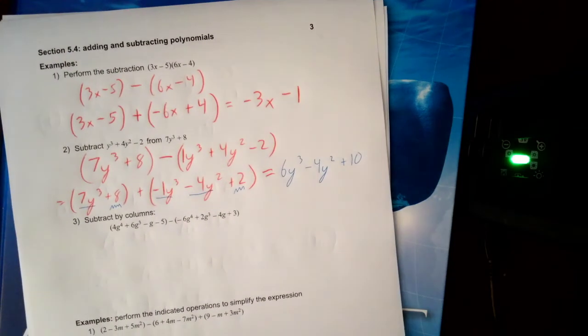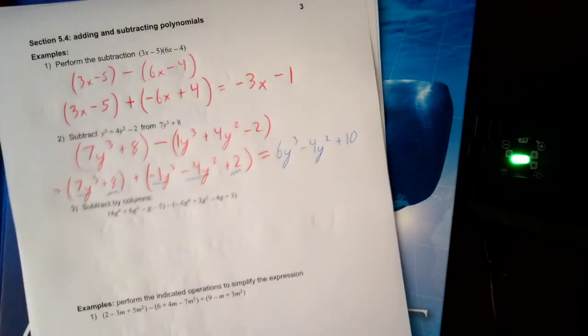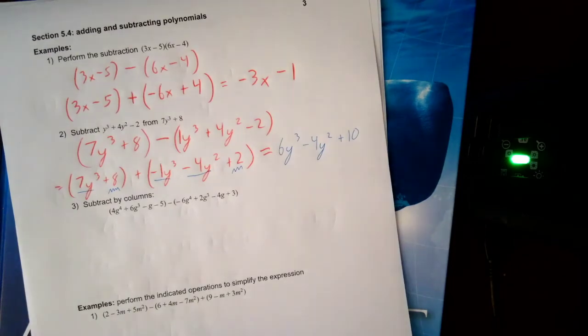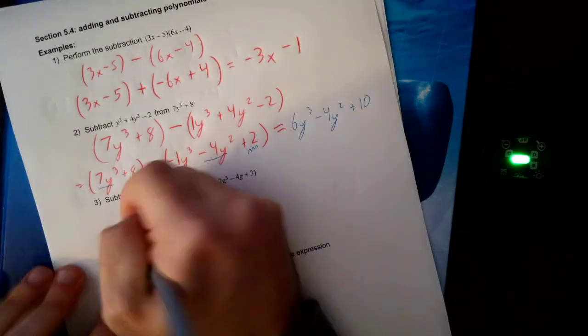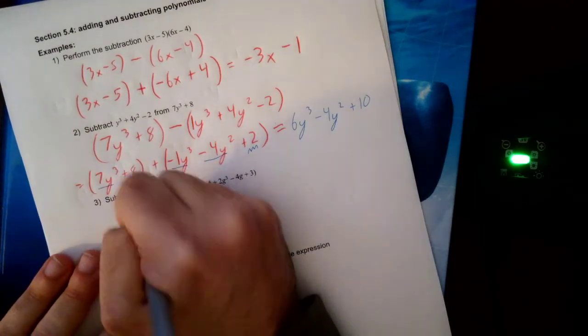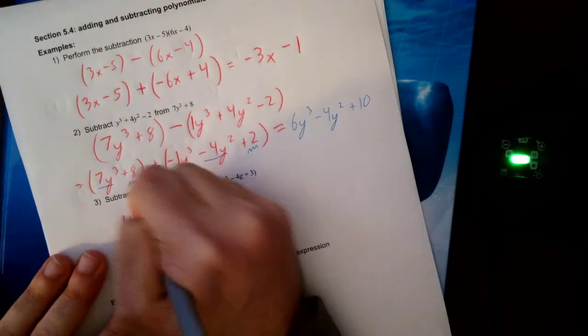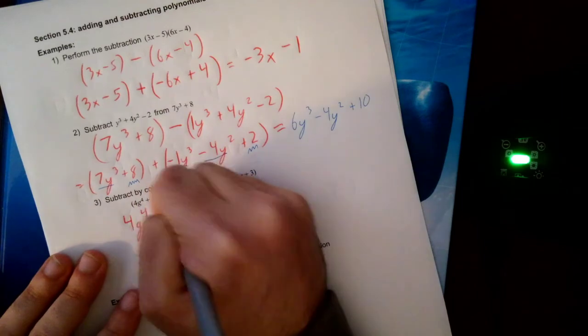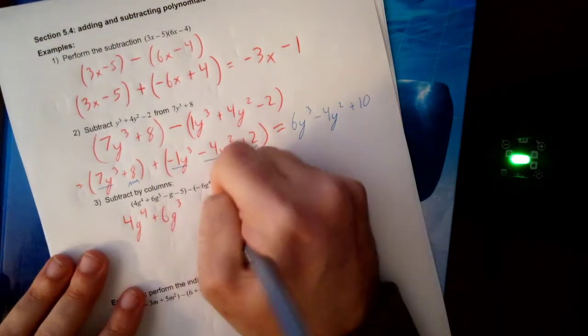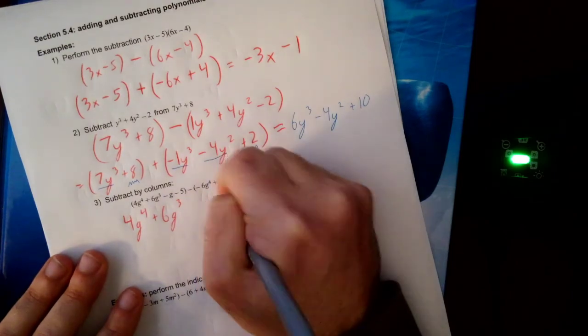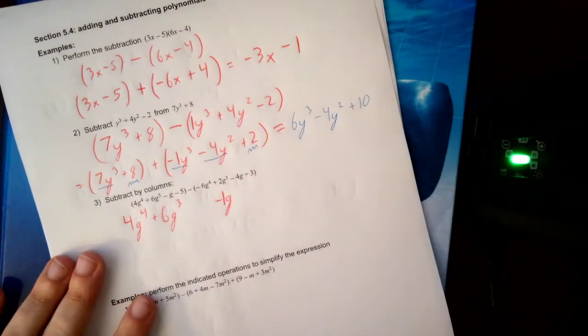So with subtraction, we can turn it into addition. Now, we can also do it by subtracting by columns. We can line things up like we would. 4g to the 4 plus 6g cubed. I'm going to skip a space because there's no g squared. I'll put minus g. I'm going to put a little 1 with it.